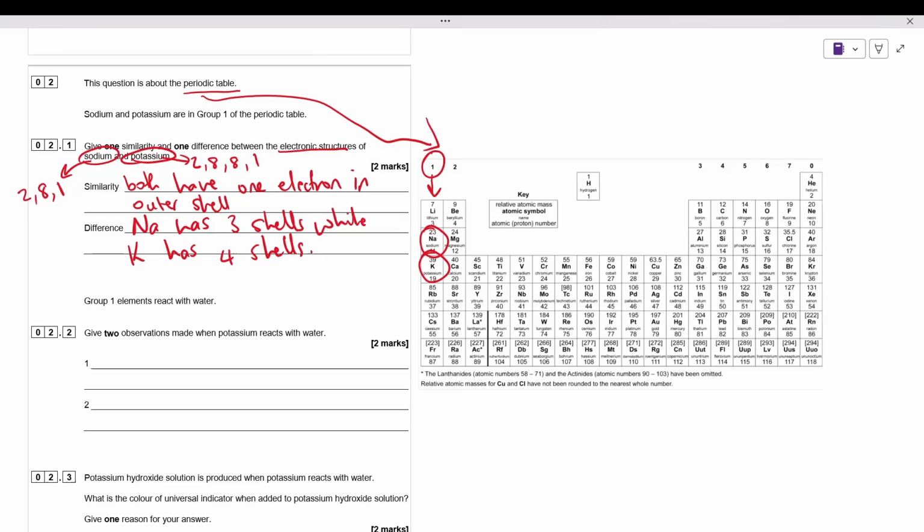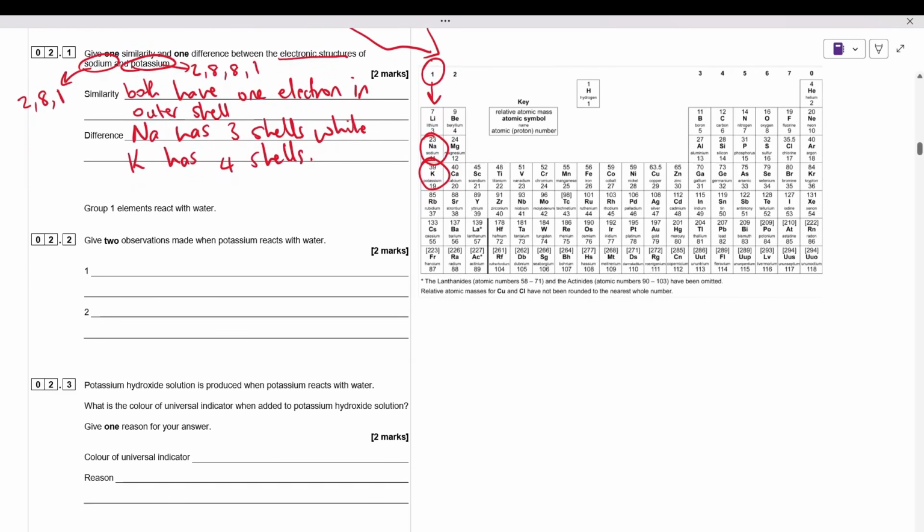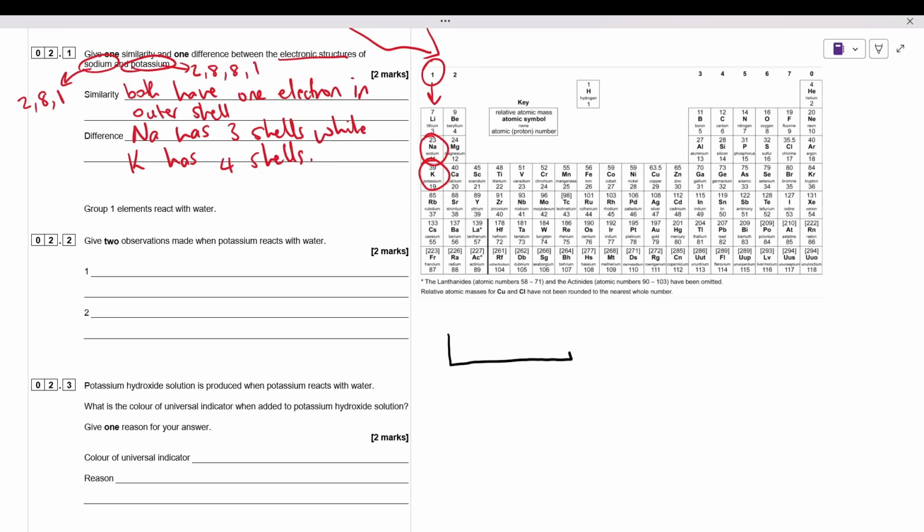Okay, now for group 1 elements reacting with water, we're going to give 2 observations that can be made when potassium reacts with water. Now, if you remember, this is usually a demo done by your teacher, where you have your trough that contains the water, and they add small bits of either lithium, sodium, or potassium to the water, and you're observing what's going to happen, right?